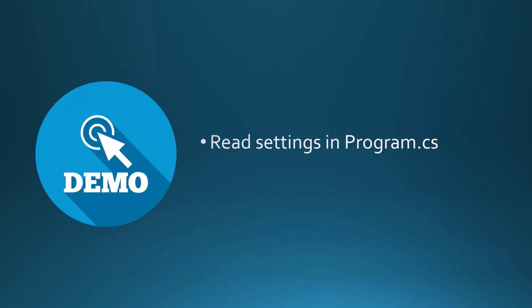Now, configuration settings don't change that often. So what you might want to do is instead of passing that configuration object into each method, you might want to read the settings one time in Program.cs. Let's take a look at how you do that.